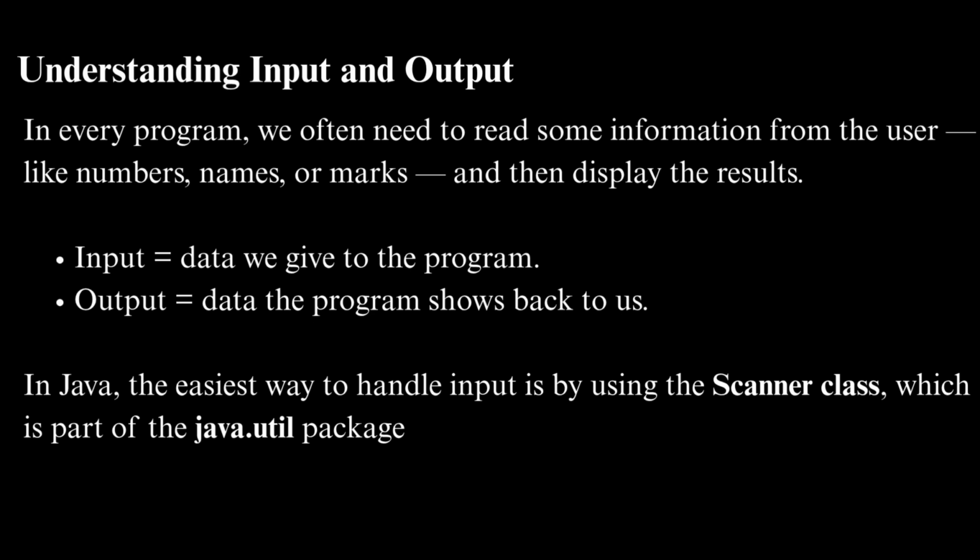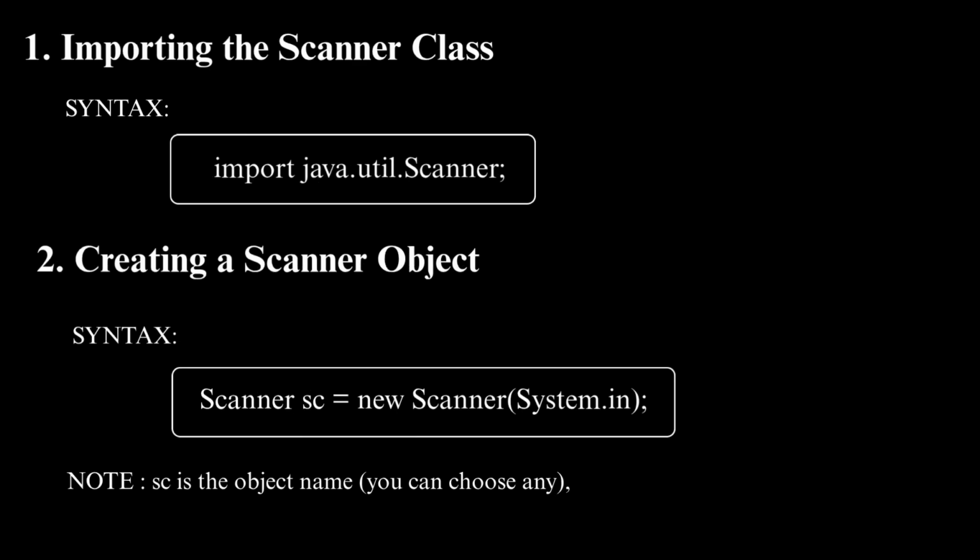In every program, we often need to read some information from the user, like numbers, names or marks, and then display the result. Input is the data which we give to the program and output is the data the program shows back to us. In Java, the easiest way to handle input is by using the Scanner class, which is part of the java.util package. To use a Scanner, we first need to import it, whose syntax is import java.util.Scanner. Think of this as telling Java, hey, I want to use this Scanner tool.